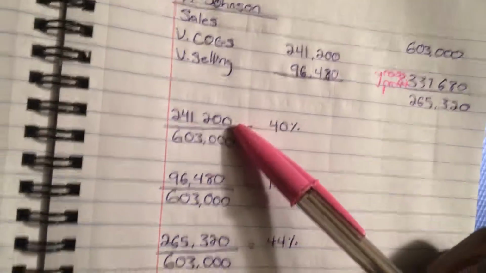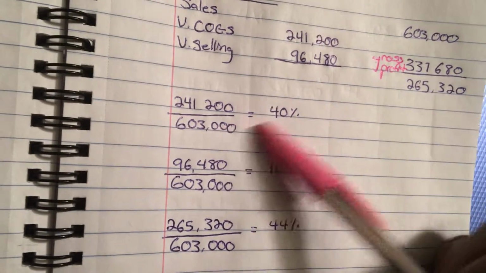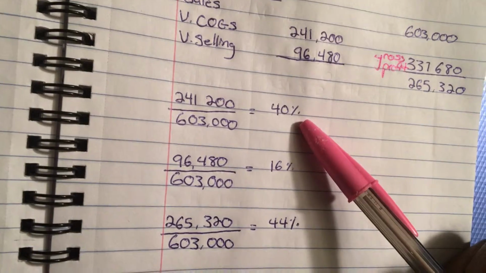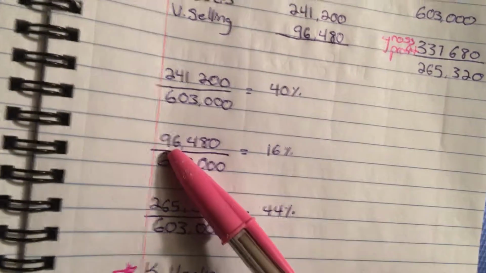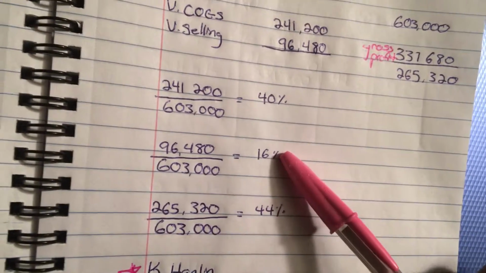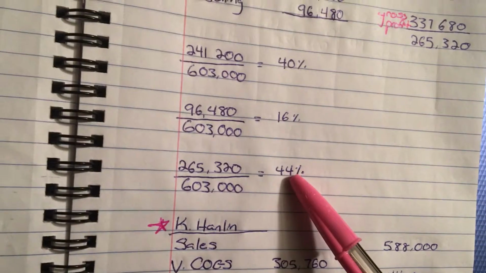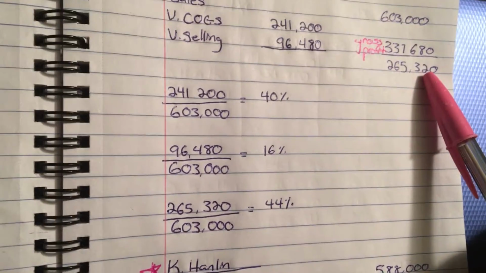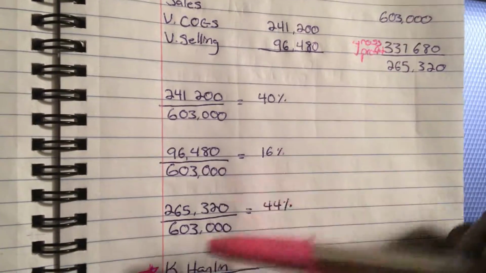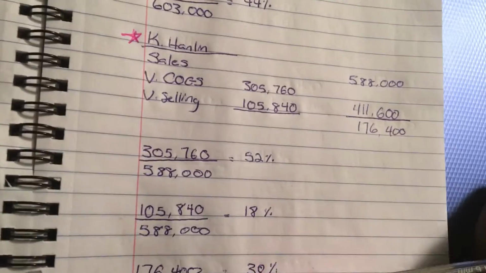From there, you would just take your variable cost of goods sold over sales to find this percent. You'll take your variable selling expense over your total sales to get this percentage, and you will also find your contribution margin ratio by taking this number and dividing it by her total sales to get 44%. And as well, I did the same for Hanlon.